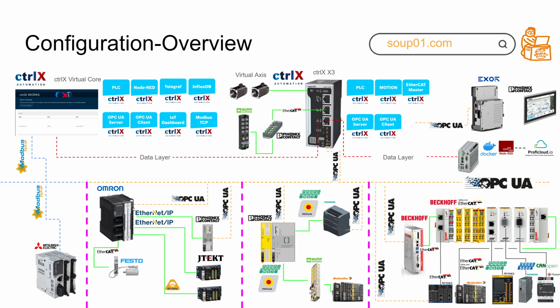So here is the configuration for this time. It's a demo. I just try to simulate a production line in a viewer. But how to say?